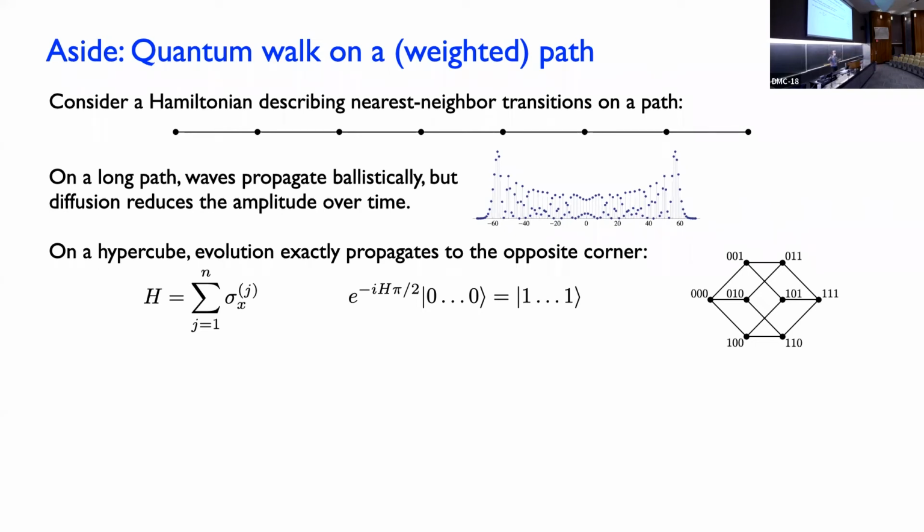And so if you think about this in terms of what's going on in the hypercube, you just propagate from one corner of the hypercube to the other corner of the hypercube in time pi over 2. So you're going exactly from one corner to the other. Okay, what does this have to do with propagation on a path?